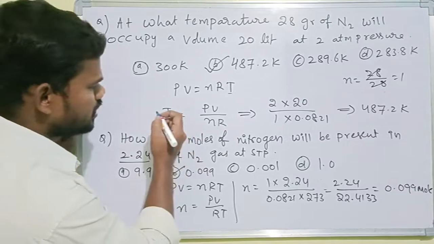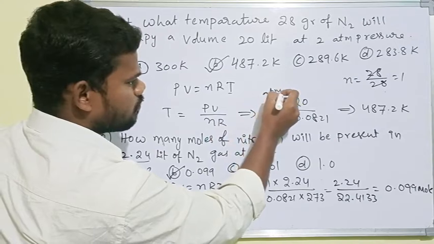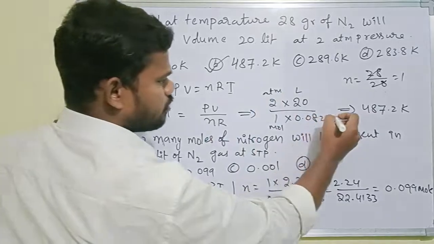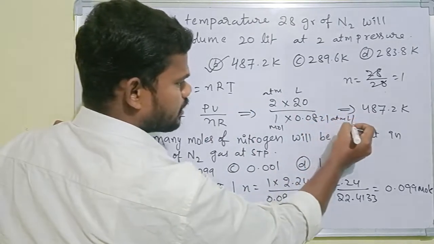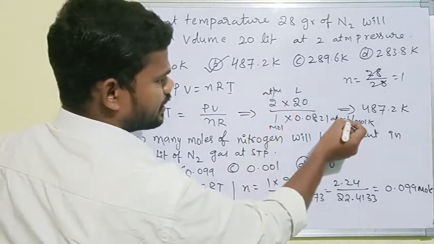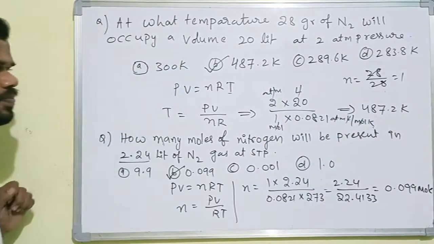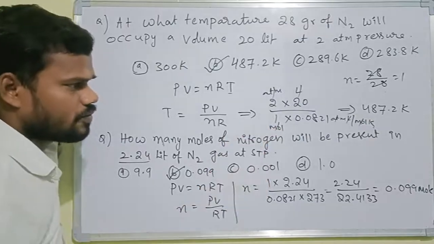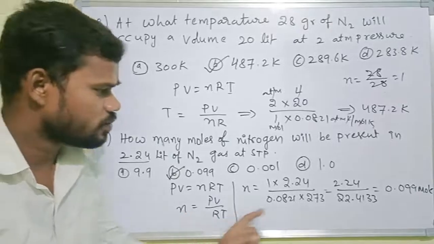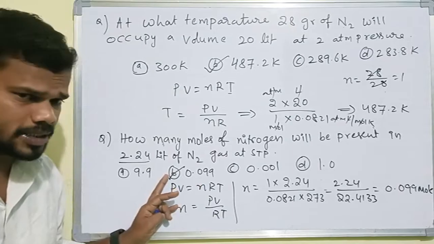Here also, temperature T equals PV by nR. Pressure is in atmosphere, volume in liters, and this is the number of moles in moles only, with R as 0.0821 atmosphere liter per mole Kelvin. Here the atmosphere will get cancelled, liter will get cancelled, mole will get cancelled, and only Kelvin remains. So this is 487.2 kelvins. In this question, the number of moles we get is 0.099 moles. The second option is correct.